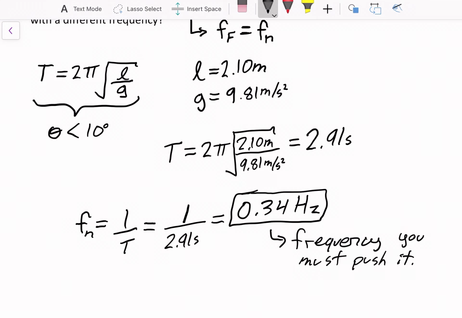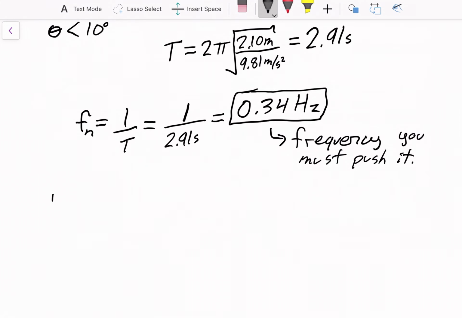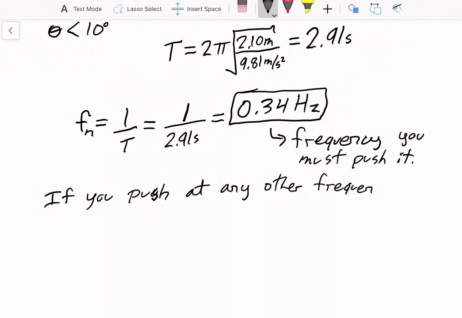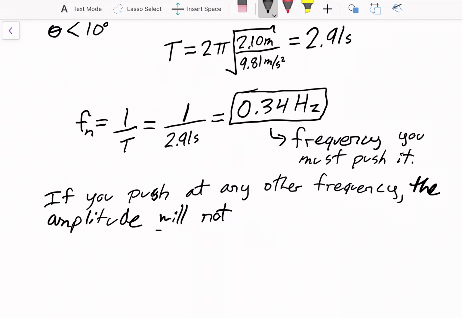If you were to push at any other frequency, what's going to happen to the amplitude? Well, the amplitude will not increase, assuming we're pushing with the same amount of force. So that answers the second part of the question here. The amplitude will not increase. So the person's not going to get any higher.